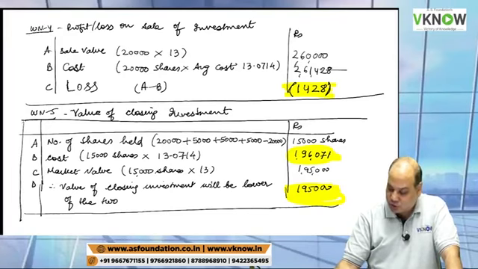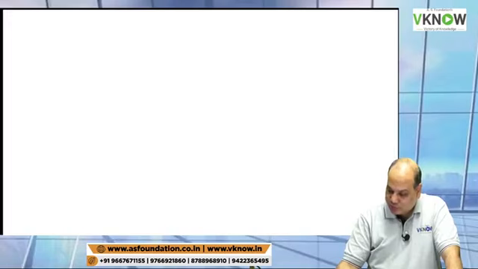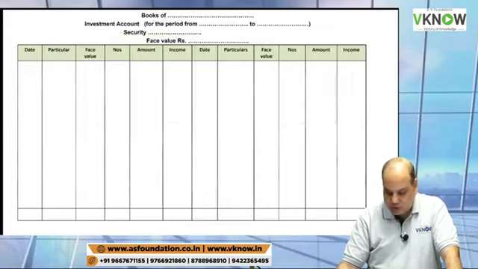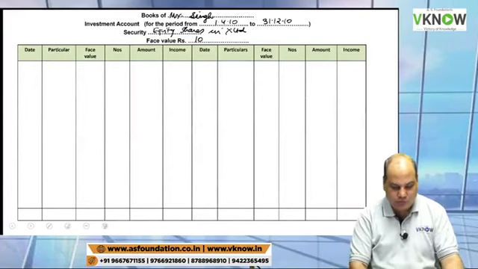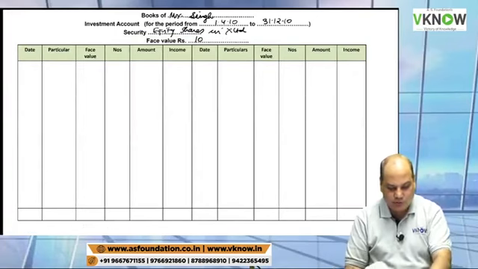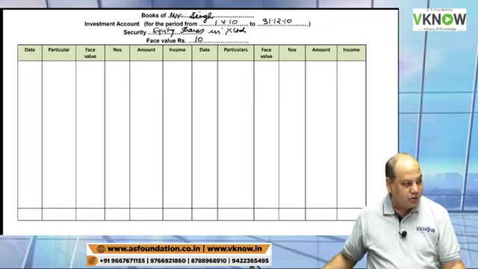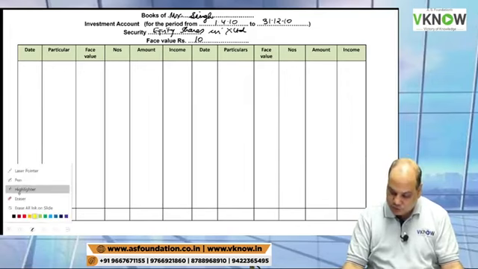Is it right? So can we go to the main page now? Dear student, please come to the main page now. This question is a practice question because a similar question we had solved earlier also. So 1,95,000 will be the value of closing stock.